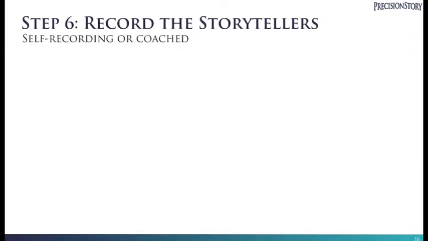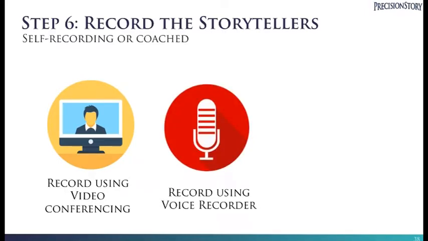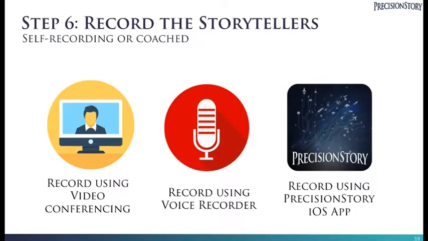In step 6, we manage the process for creating the first version recordings for all the identified precision stories. These recordings can be done in a number of ways. 1, we can simply record the person over a recorded video conference. 2, we can send the storyteller a voice recorder. And 3, the storyteller can record his or her answers using the Precision Story app.